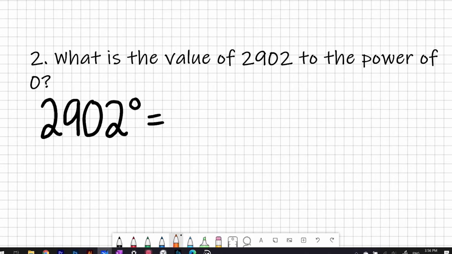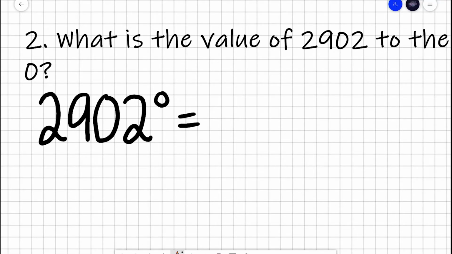So for the second question, this one may look a little bit intimidating because it's a bigger number. So this one is just, what is 2,902 to the power of 0? I will give you guys just another 3 seconds to try and figure this one out. Done.